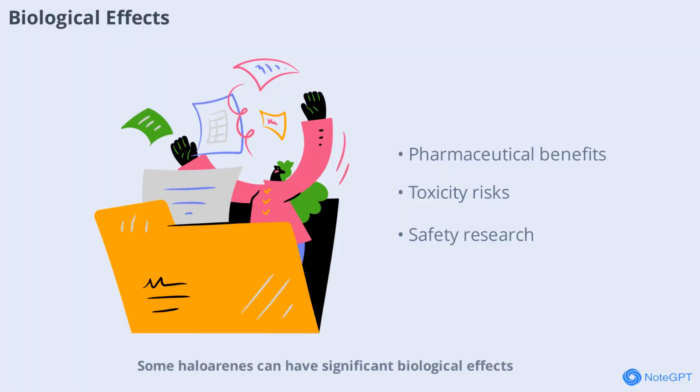Some haloarenes can have significant biological effects, both beneficial and harmful. While certain haloarenes are used in pharmaceuticals, others can be toxic or carcinogenic. Understanding their biological interactions is important for assessing risks and developing safer compounds. Ongoing research aims to balance their utility with safety considerations.